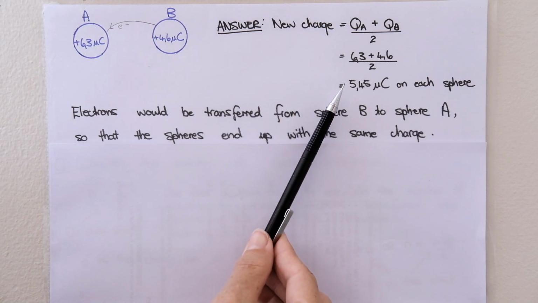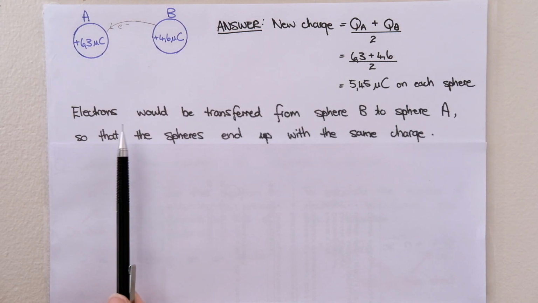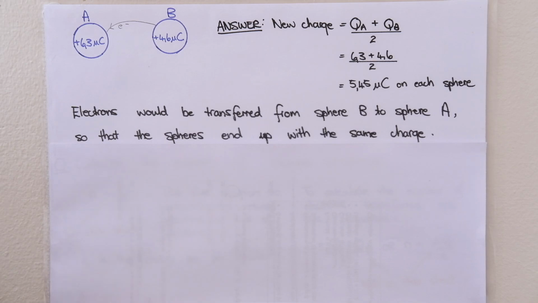For this example, I'm just going to leave the answer in microcoulombs. If this were an exam question, I would still write the final answer in coulombs. Electrons transfer from sphere B to sphere A so that each of the spheres will end up with the same charge.